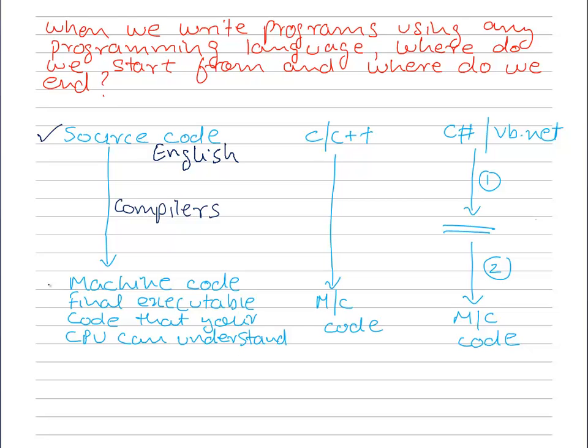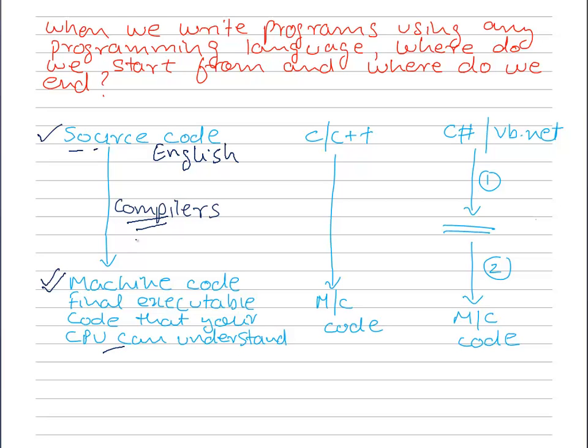The first stage is you write the source code using a programming language. The final stage is that you get the machine code, which is the final executable code that your CPU can understand, right? And how do we reach from a source code to the machine code? That is something which is done by a compiler, right? So this is the starting point and this is the ending point.